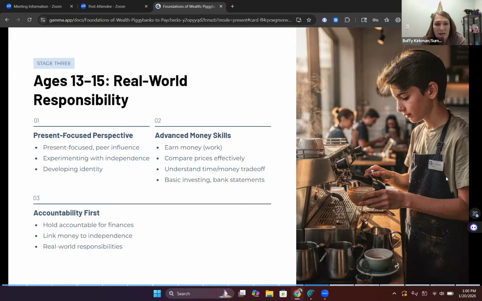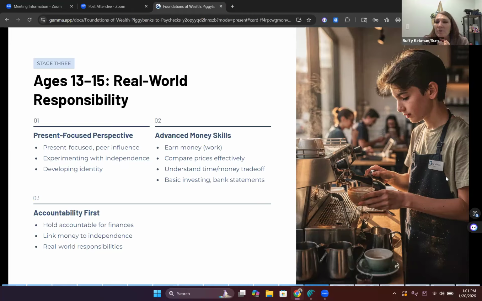Okay, so this is the time where they really need to understand comparison shopping, understanding the time versus money trade-off, right? So the things that you want, maybe if you want to spend that Starbucks cup of coffee, right? Well, you have to work for one whole hour at minimum wage to earn that one cup of coffee. Like, is that worth it to you? Is that a good trade-off of time for money, right?